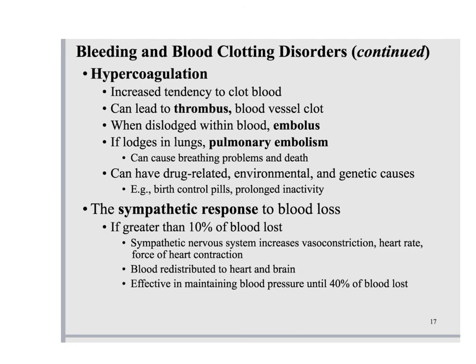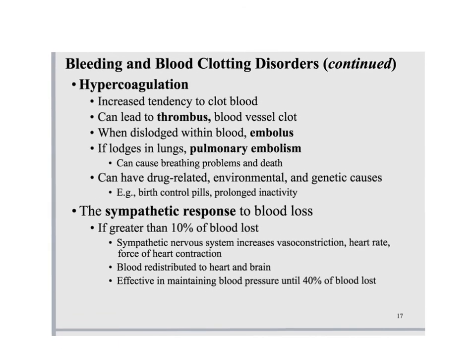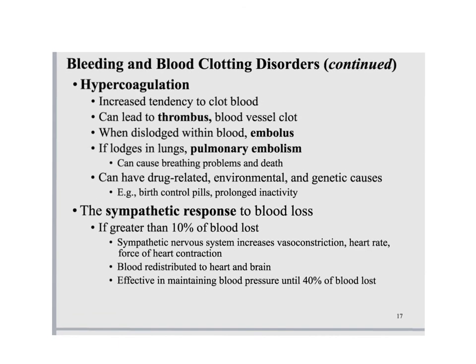In some cases, we have hypercoagulation, which can lead to something called a thrombus. A thrombus is a blood vessel clot in an otherwise unbroken or normal vessel. One of my favorite baseball players years ago had a blood clot in his elbow, and he had to have surgery for it. What's the problem with a blood clot in a vessel that's not otherwise broken? It stops blood flow.